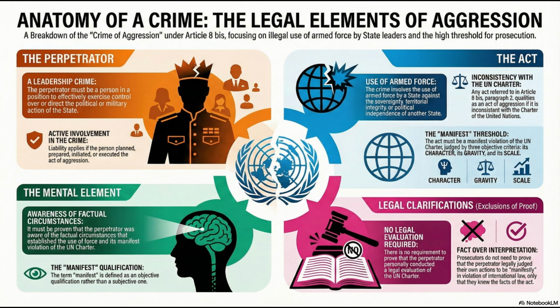If the manifest threshold relies so heavily on objective markers like scale and gravity, what does that mean for the future of gray zone conflicts? Oh, that's a great question. Right. What happens when a state uses force in ways that are intentionally small-scale, digital, or ambiguous just to stay under that legal radar? It's definitely something to think about as the nature of conflict continues to evolve.